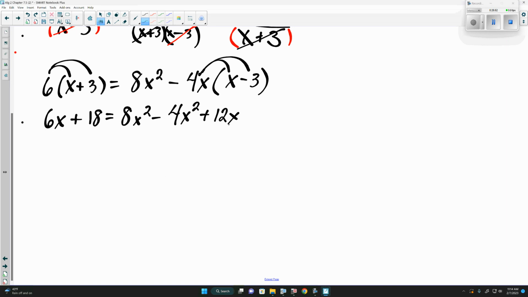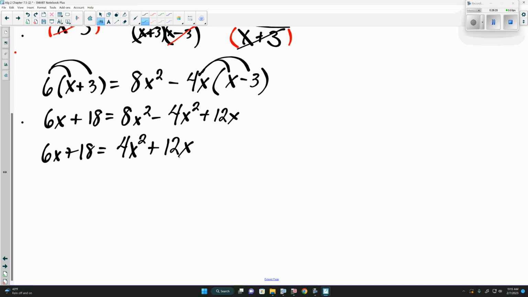Now on the left-hand side, we don't have any like terms, but we do have some on the right. 8x squared minus 4x squared is going to be 4x squared plus 12x. Since we do have an x squared term, we do need to get this equal to 0. So we could move everything from the left to the right or everything from the right to the left. Either direction we move it, we'll still need to be moving two things, yes?